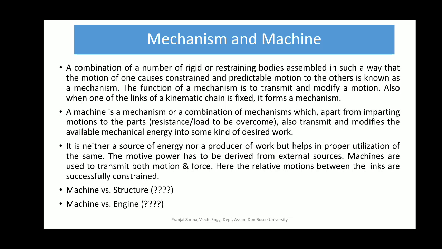A combination of a number of rigid or resisting bodies assembled in such a way that the motion of one causes constrained and predictable motion to the other is known as a mechanism. So what is the meaning of this word constraint? Constraint basically means limited, or you can say predictable. That is the meaning of constraint.